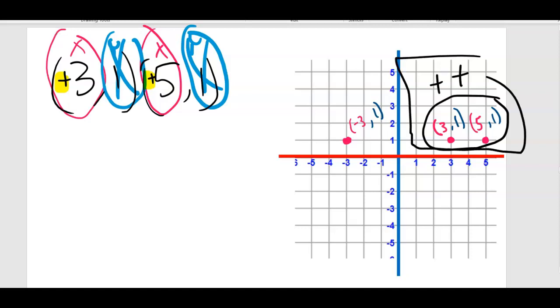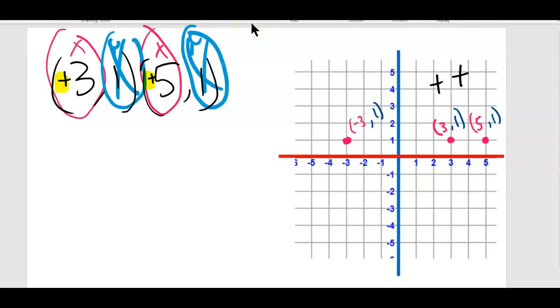Okay. Let's duplicate. What if we were to take the next one? What if we were to do something like this? What if we took the 3, 1 and the -3, 1? No, no, no. Let's keep that 5 for the sake of balance. Yeah, because these are in different quadrants.